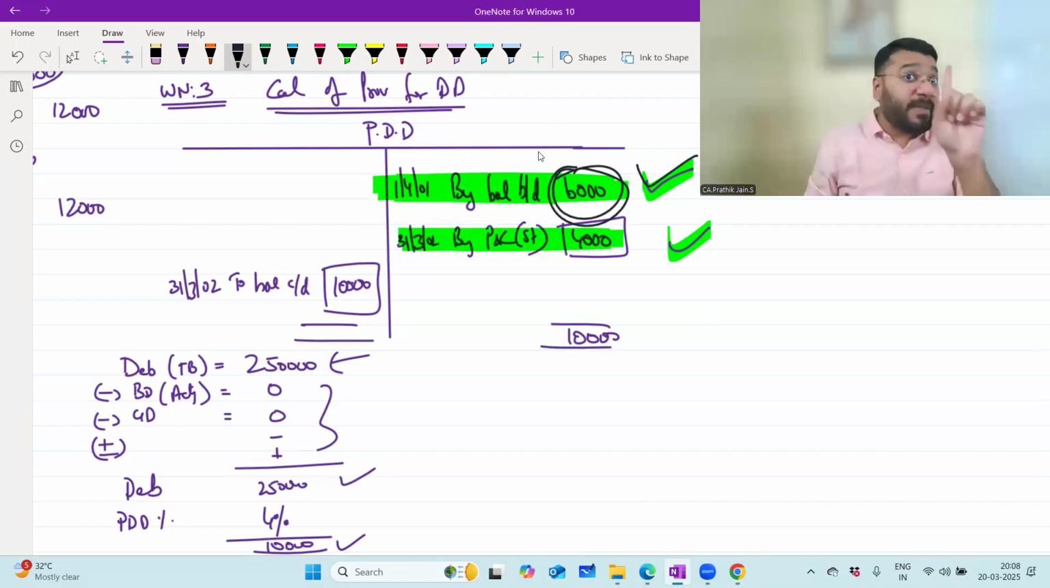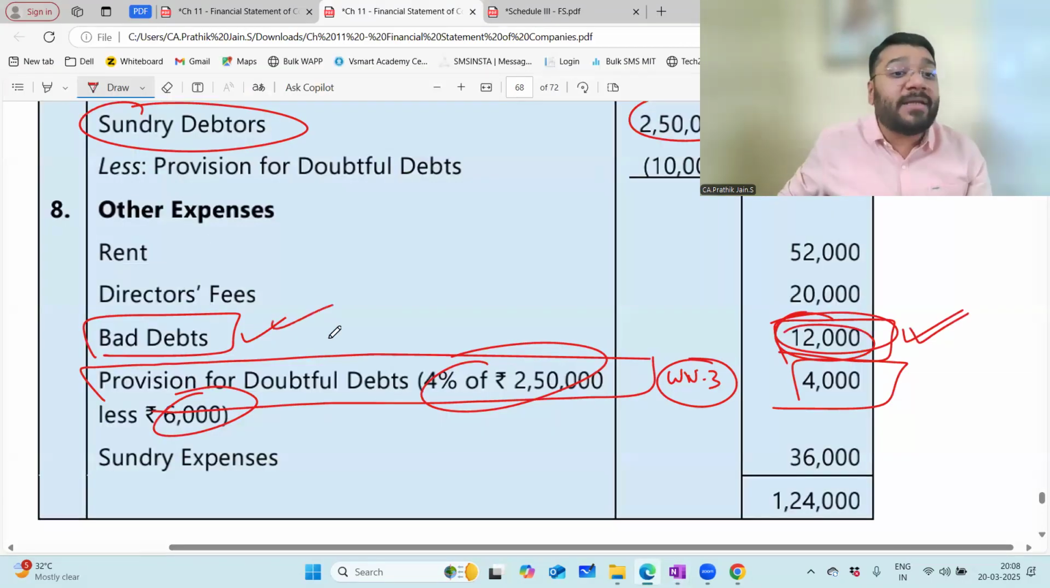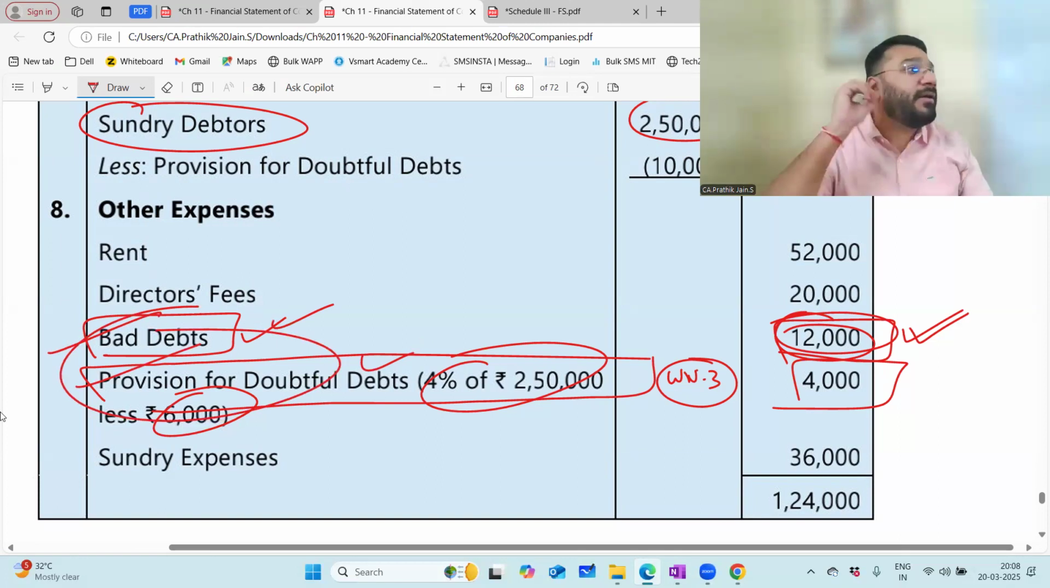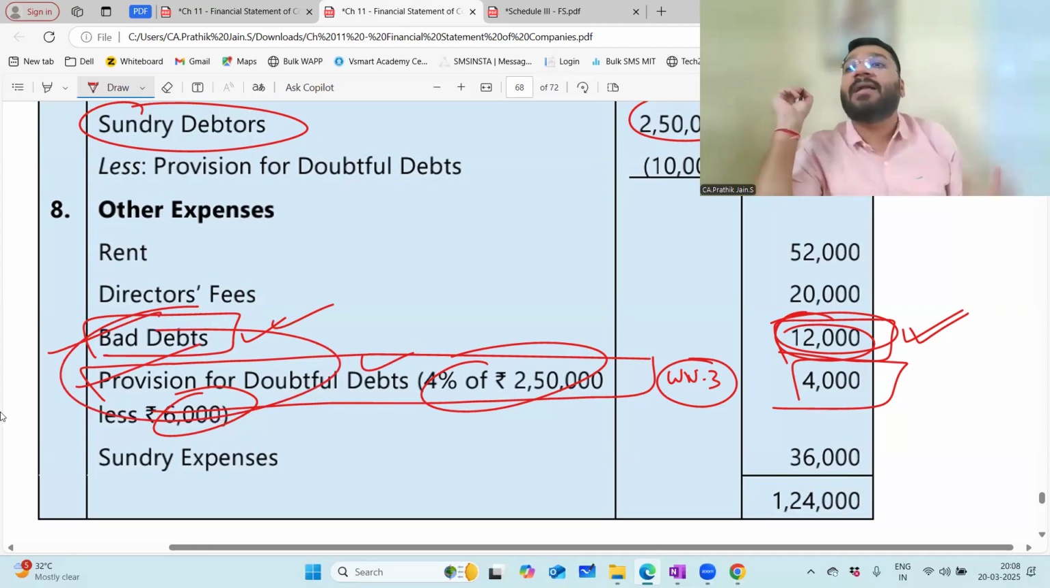But ICAI, now please understand, this is not a requirement of Schedule 3. Schedule 3 did not say to record bad debt separately and PDD separately. The CA Institute here is treating bad debt separately and PDD separately, whereas in foundation, they combined them together. So there they adopted one method, here they are adopting another method.